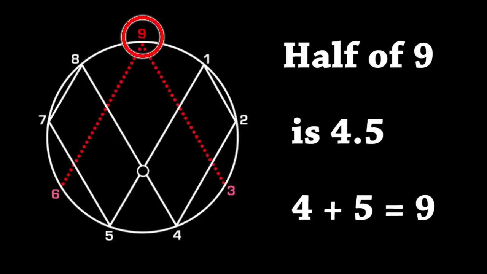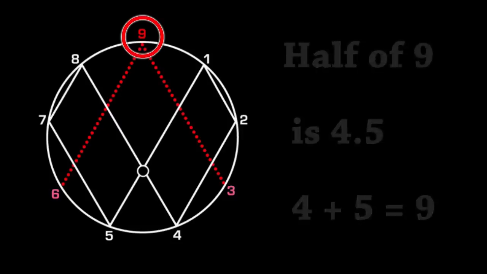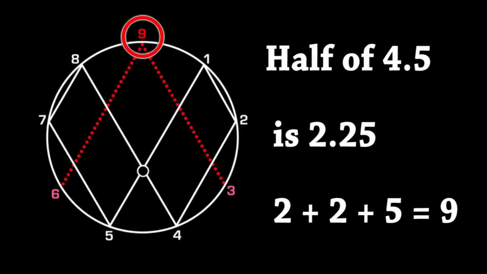Half of 9 is 4.5. And 4 plus 5 equals 9. Half of 4.5 is 2.25. And 2 plus 2 plus 5 is 9. So 9 is very unique.